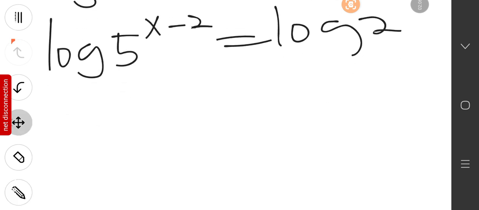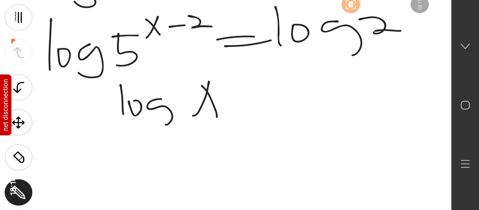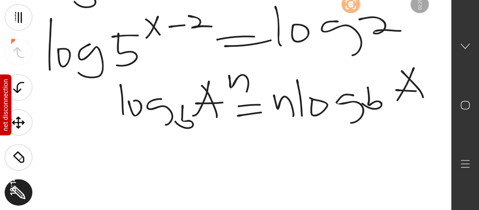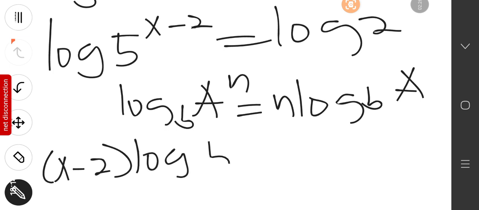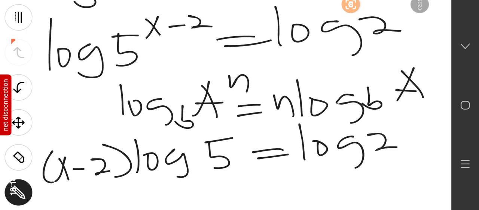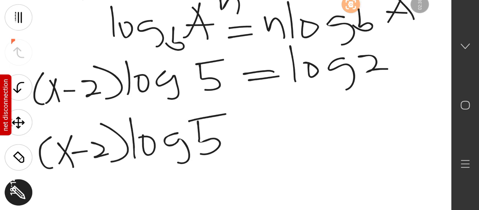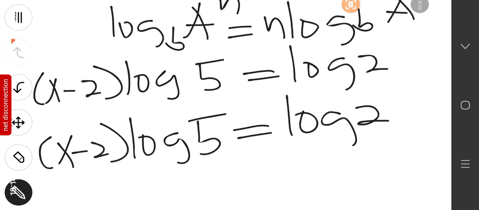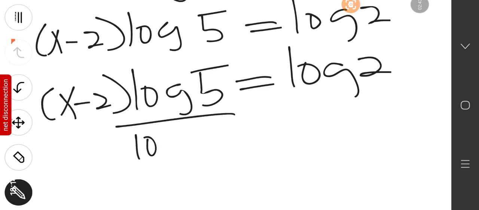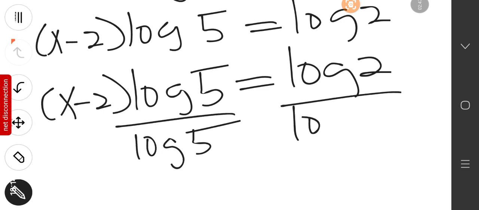All right, now let's apply the logarithm definition here. It states that log a exponent n base b should give us n log a base b. So our equation becomes x minus 2 times log 5 equals log 2. All right, so we're going to have x minus 2 times log 5 equals log 2. All right, now let's divide here by log 5, divide here by log 5.